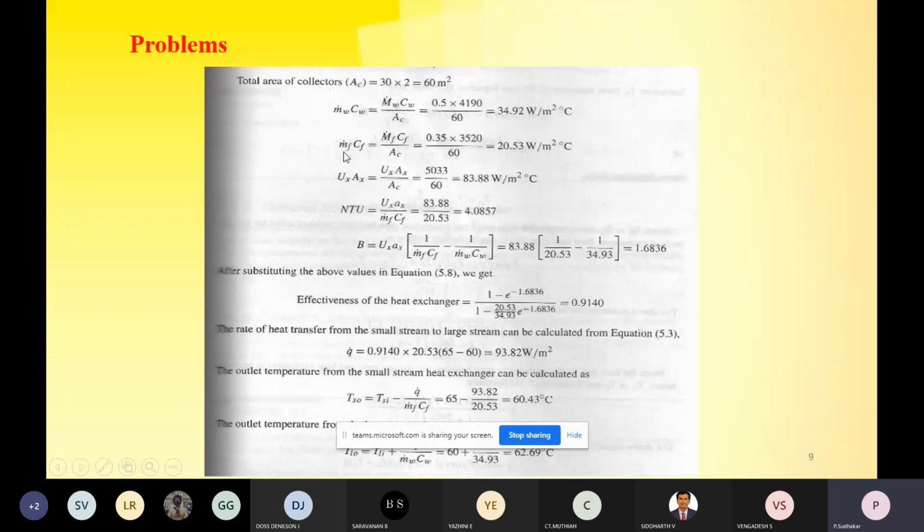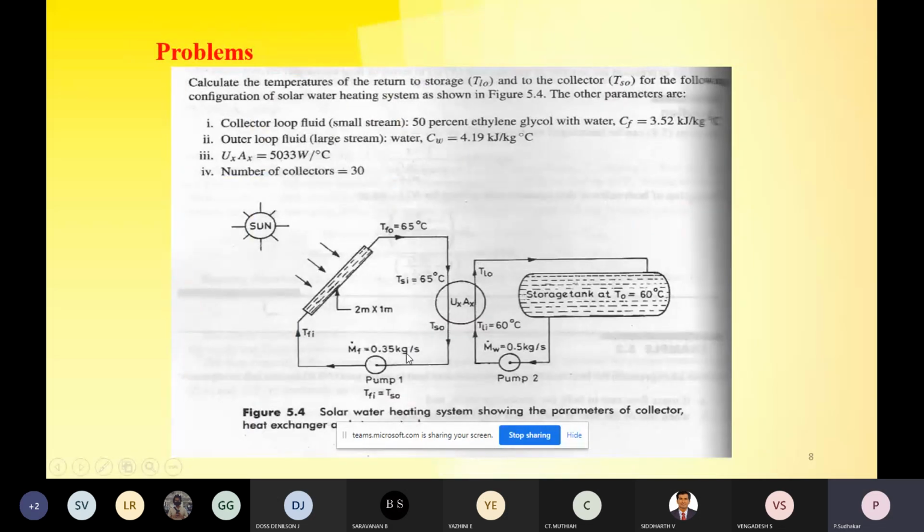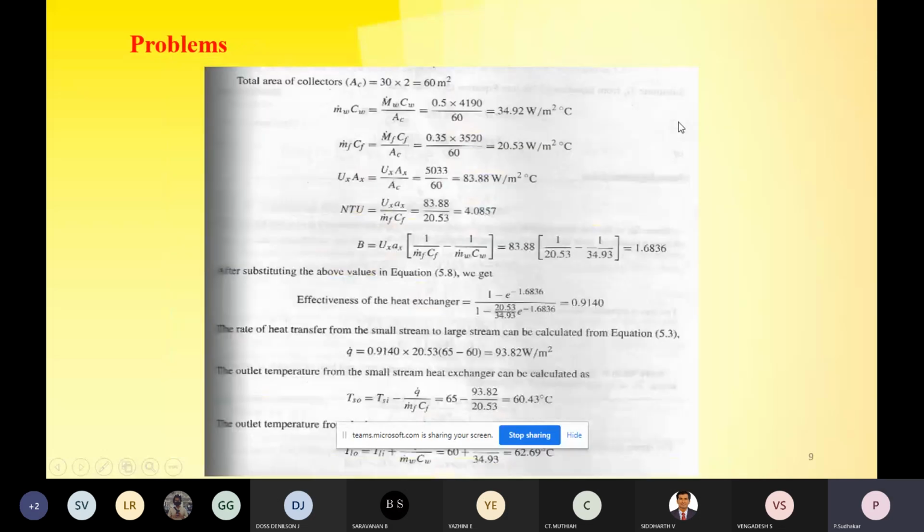So for small m dot F, capital CF, the formula is m dot F CF by AC. This is for the fluid which is flowing inside the collector and the heat exchanger. So the mass flow rate is 0.35 into 3.52, divided by the area of the collector, 60. So we get this value. So we have got the heat capacity rate of both the fluids that are circulating, in the collector side and also in the storage tank side.